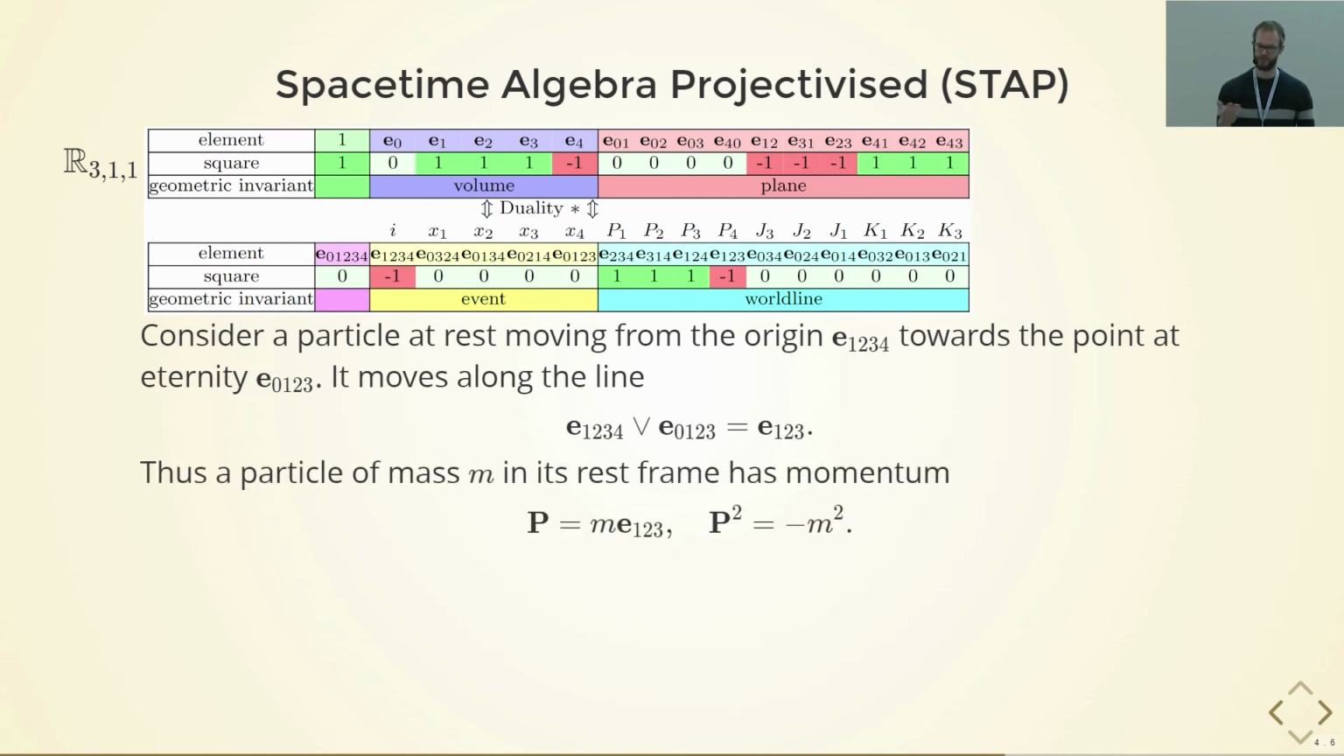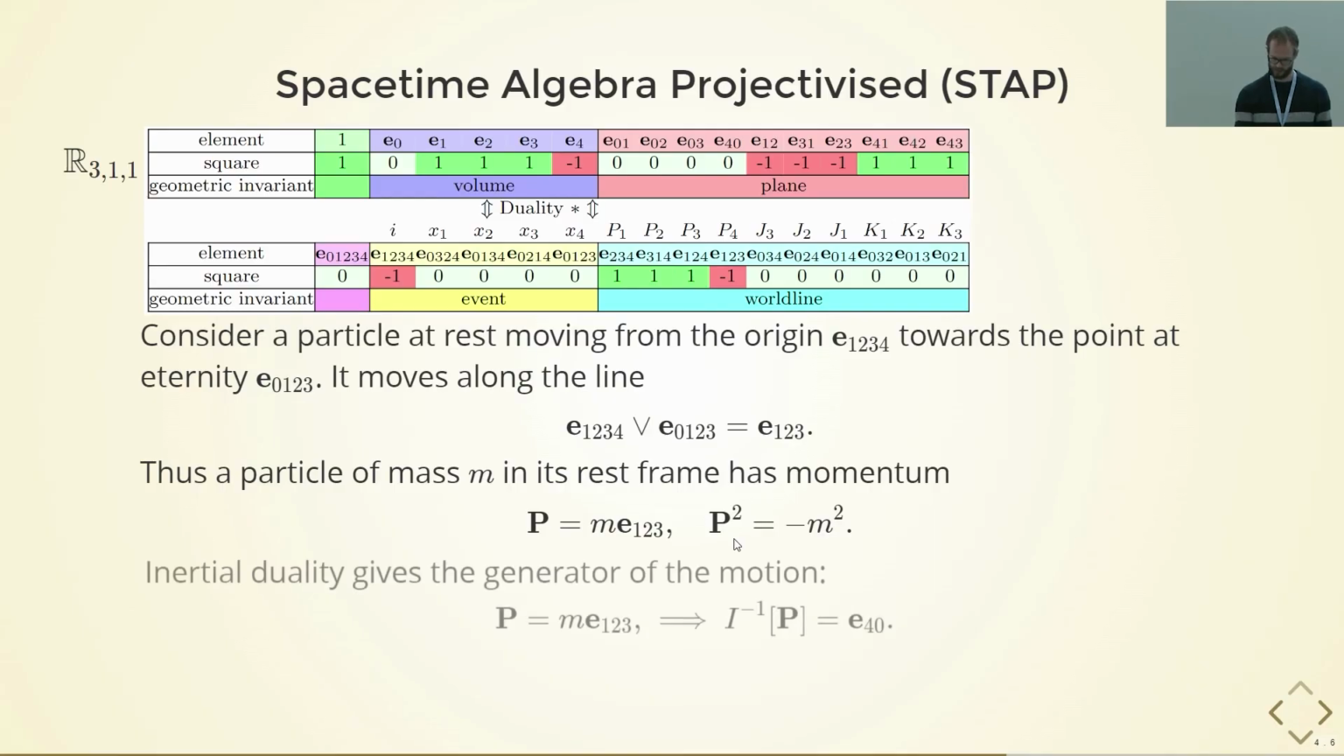And so, for example, if I want to talk about a particle now with a mass of m, then in its rest frame, it would move only in the time direction. And so it is represented by this trivector P, which is equal to m times E1, 2, 3. And it squares to negative the mass squared, as we expect. And now this is something that I'm sure Leo will talk about more, the inertial duality.